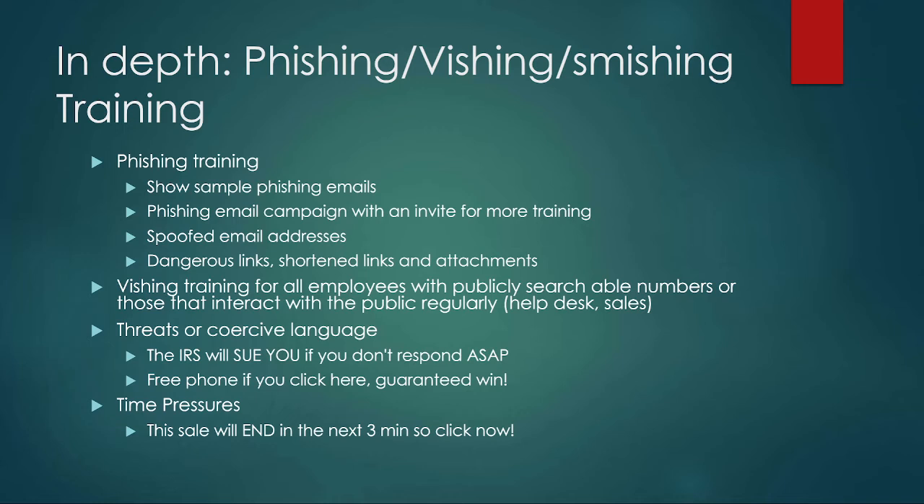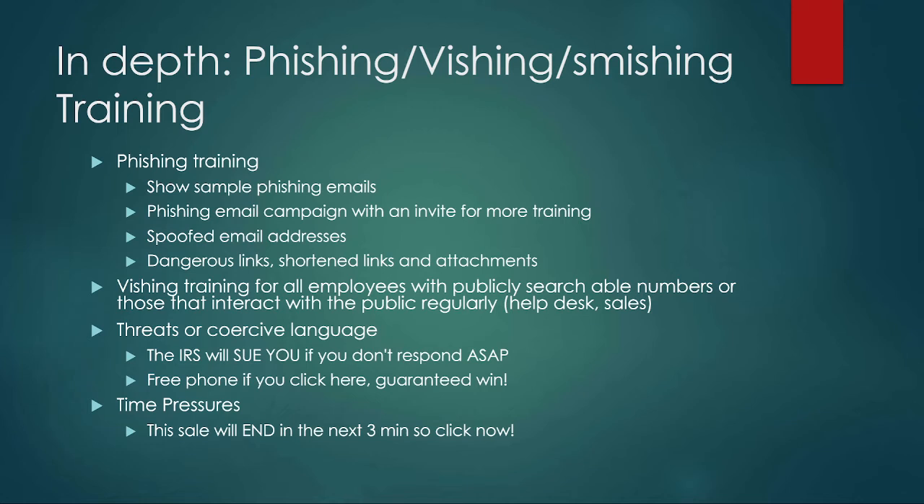If they click on it, they get an invite for more training. We can talk to the employees about how email addresses are spoofed, how links are shortened, how attachments can be dangerous, so that we are able to make sure that all of this information is being shared with all of our employees. We can also do things like have vishing training. Vishing is somebody calling you and saying that they would like more information, and socially engineering over the phone.